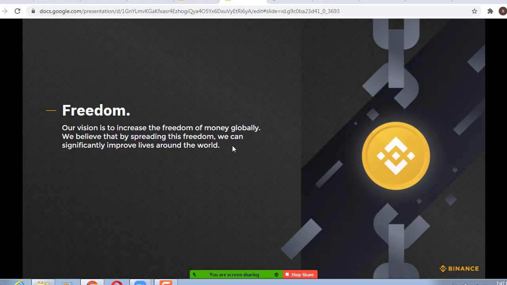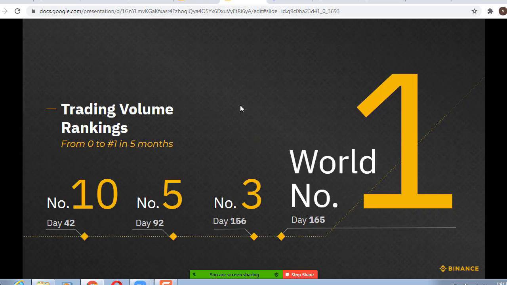Now, like I said earlier, this is the vision of Binance: to increase the freedom of money globally. Like I said yesterday, it took Binance 165 days to become the world's largest exchange. It took them 42 days to become number 10, 92 days to become number 5, 156 days to become number 3, and 165 days to become the world's largest exchange. Until today, they've not dropped from that position, and they have the highest security so far when it comes to cryptocurrency trading. So if you are trading with them, trade with a relaxed mind and rest assured that your fund is protected.